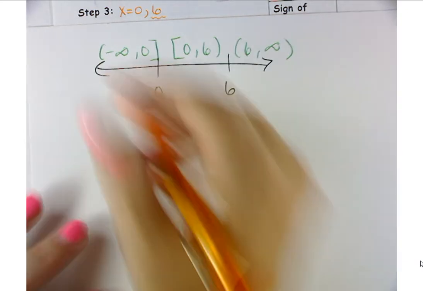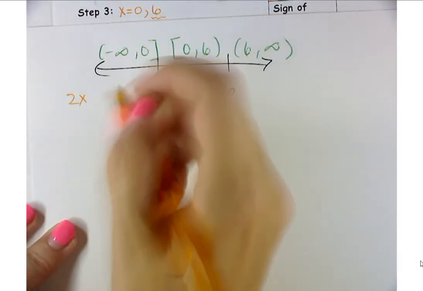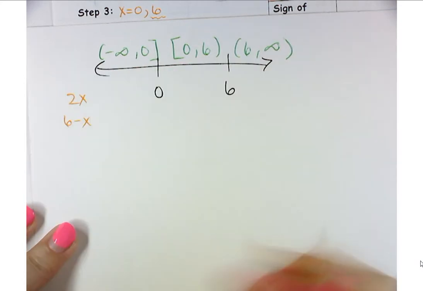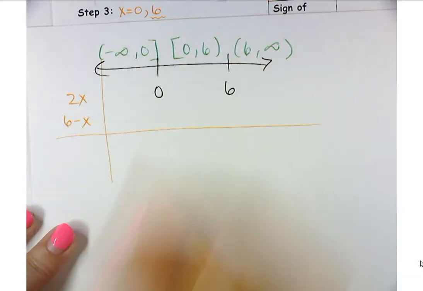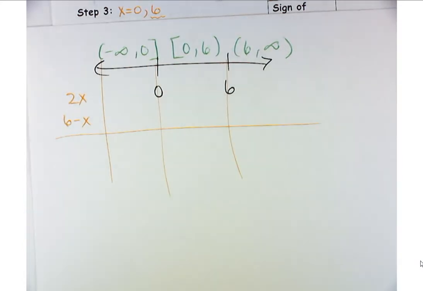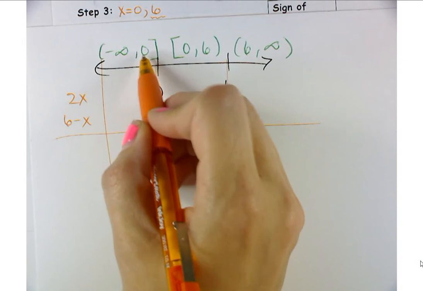You can just write your two factors on the side, 2x and 6 minus x. If you want, you can do it like that, and you can put those lines down there, that's fine. You don't even have to if you don't want to. Okay, but then you don't have to physically draw a chart every time. Nobody's got time for that. It's a lot faster.